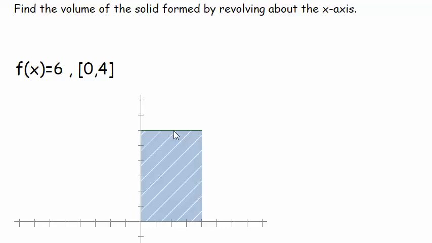This right here, okay, we're going to take this cross section. It's a cross section of part of a cylinder, and we're going to take it and revolve it about the x-axis. Make any sense? Probably not. Alright, let's write this down.